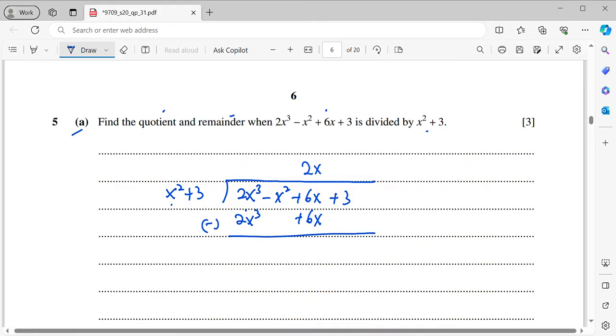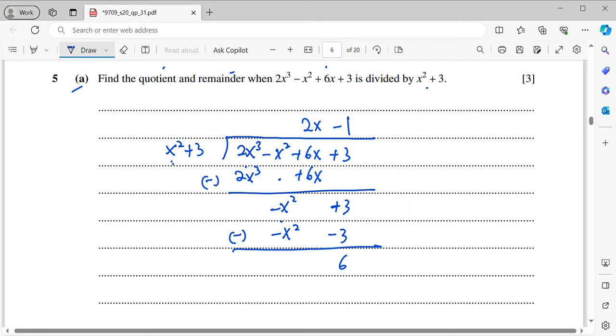And now minus. So minus x squared minus 0, you will get minus x squared. Bring down the plus 3. So in order to get this minus x squared from x squared, I need to times by minus 1. So therefore you will be getting minus x squared minus 3. Okay, first term will be 0. Second term, 3 minus minus 3 will be 6. Therefore, from here, our quotient equals 2x minus 1. And then the remainder is 6. Okay, so done for the 5a.